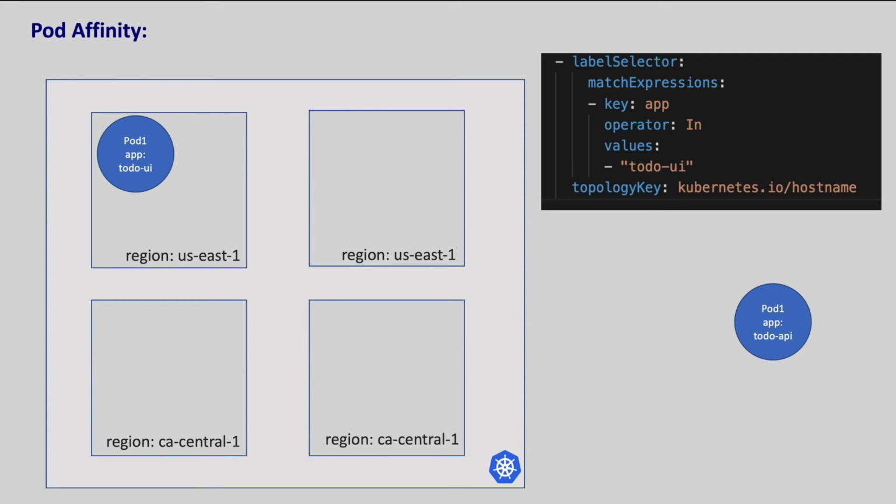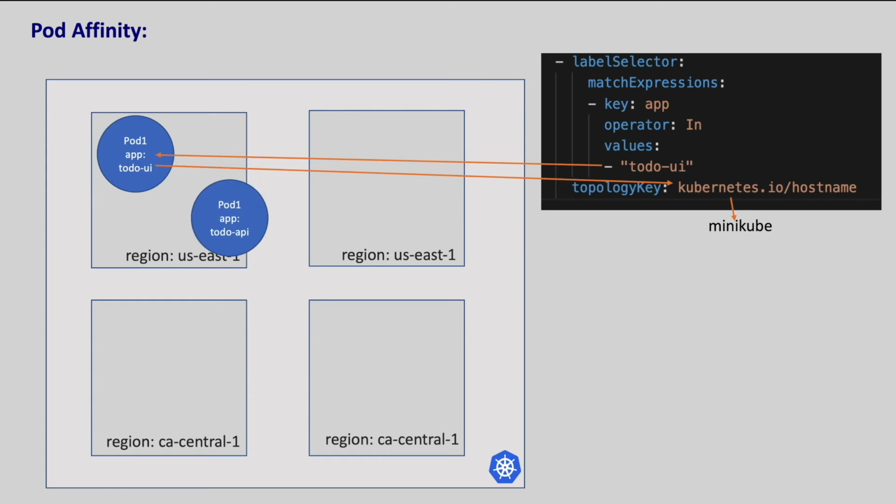Here we are giving the label selector and extra topology key. What the Kubernetes scheduler does is, it gets the pods with the label selector and gets the value of the topology key and runs our new pod onto a node with this label. So that way both UI and API applications are in the same region. They are co-located. With pod affinity, we co-located the pods.